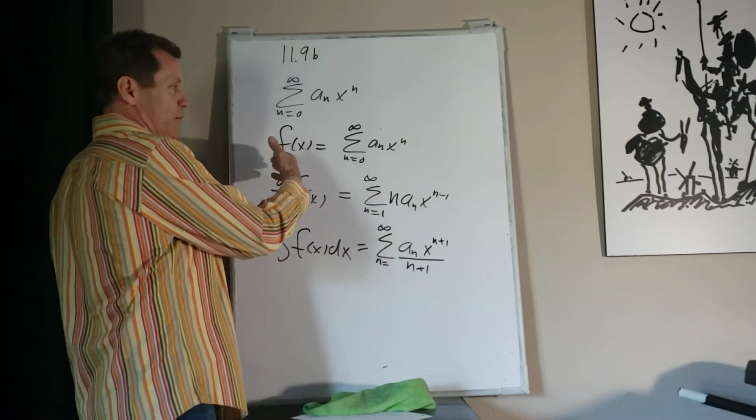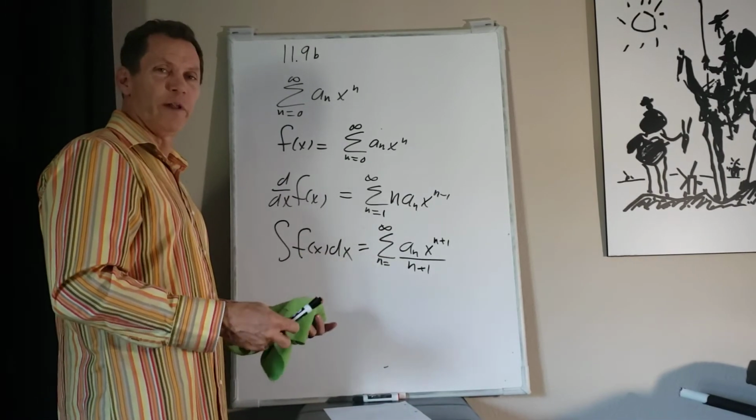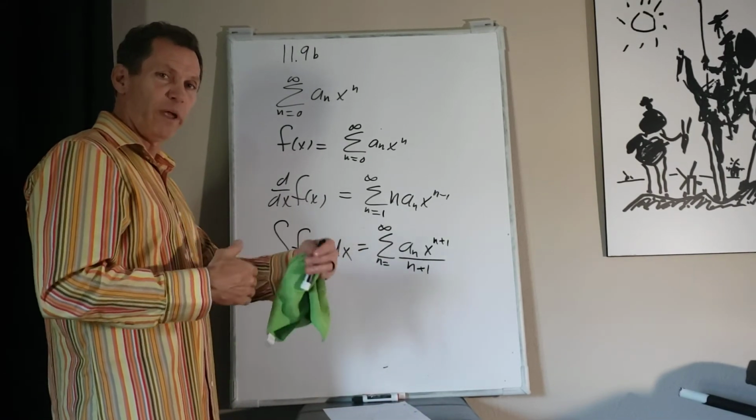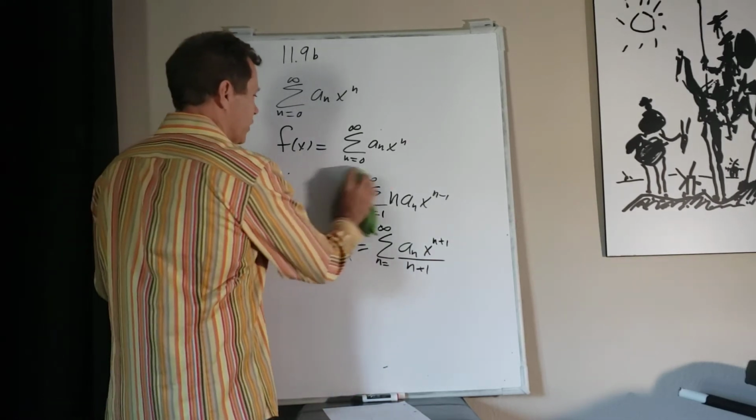Okay, so give me a function defined as a power series. I can take its derivative, I can take its integral. They'll have the same radius of convergence. The interval will be almost the same. I'm just not sure about the endpoints of that interval. Let's look at a couple examples.